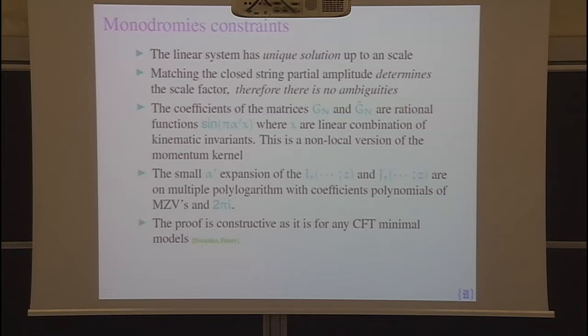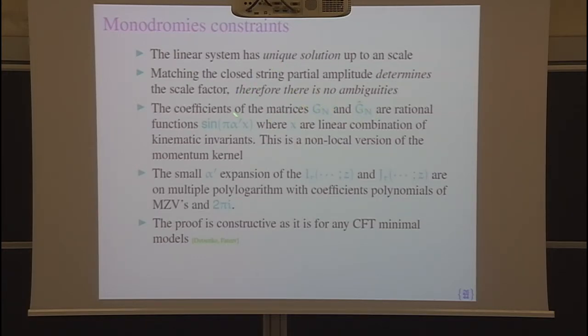So the point is that everything that Dotsenko and Fateev did in their paper applies totally to what I said. It's already in their paper, although they cannot prove mathematically that the solution exists, but physically there are arguments for that. You can prove that the linear system has a unique solution up to scale. You fix the ambiguity by matching to the physical amplitude, so then there are no more ambiguities.